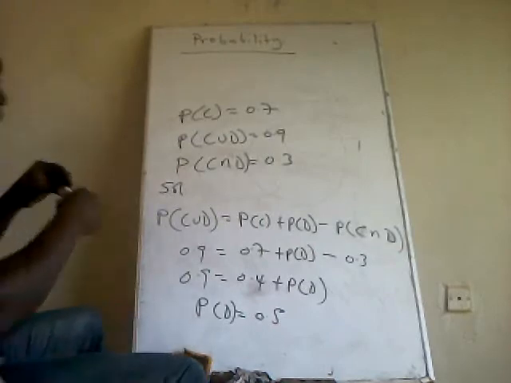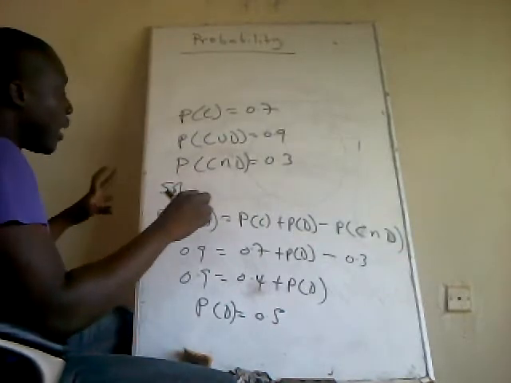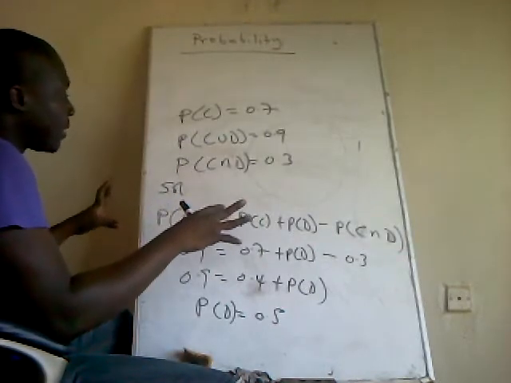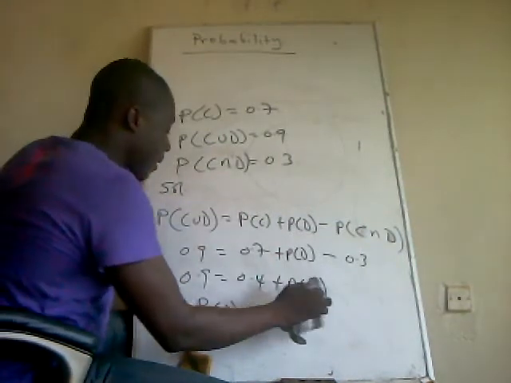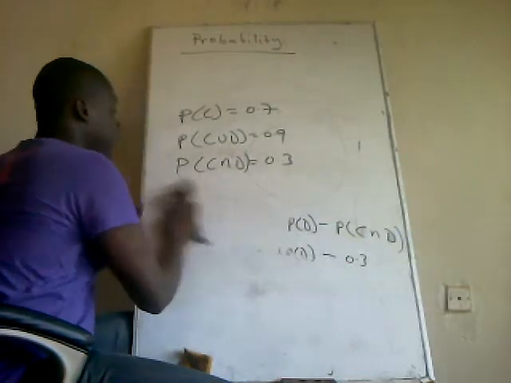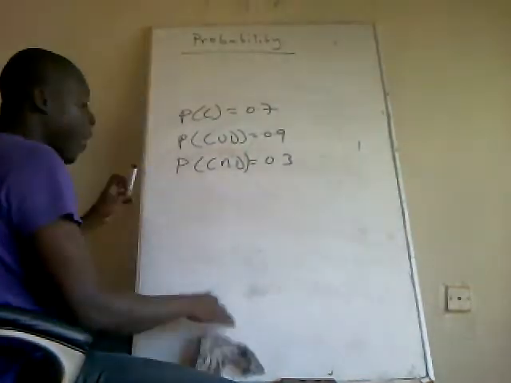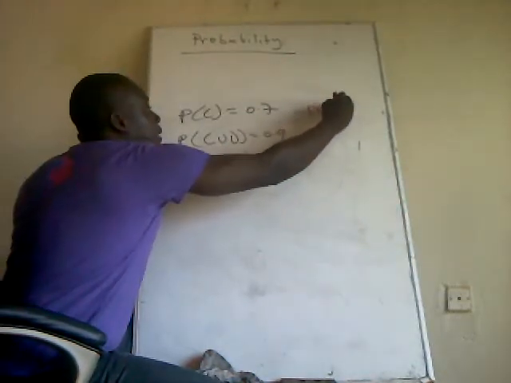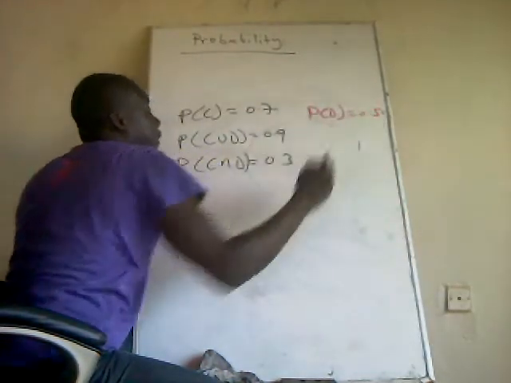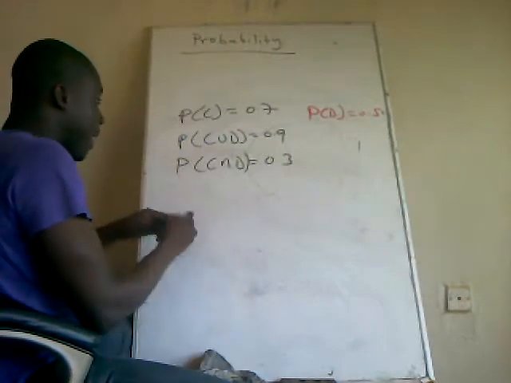P of D is equal to 0.5. So now I'm going to put all this on a Venn diagram, right? Let me clear this up. We have found P of D to be 0.5. So now I go to my Venn diagram.